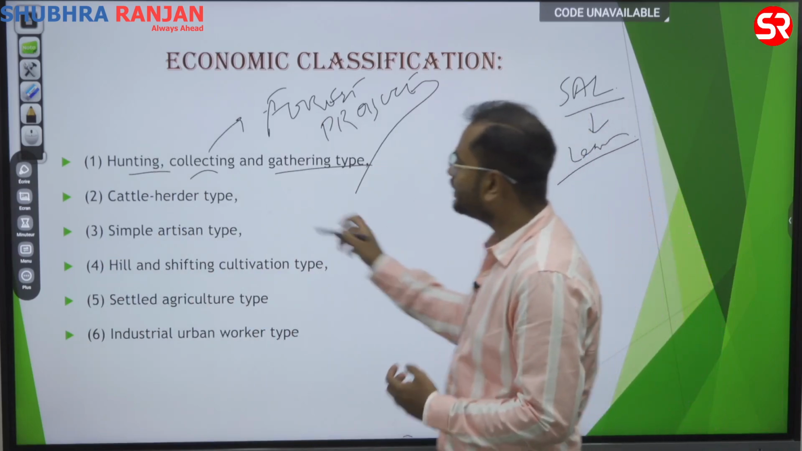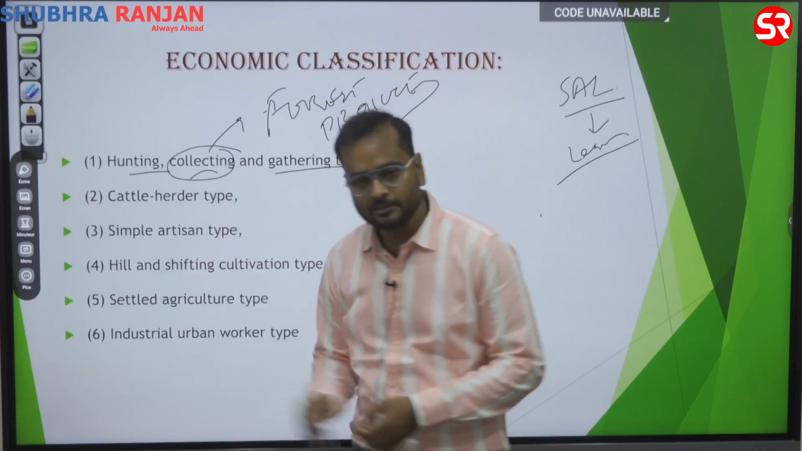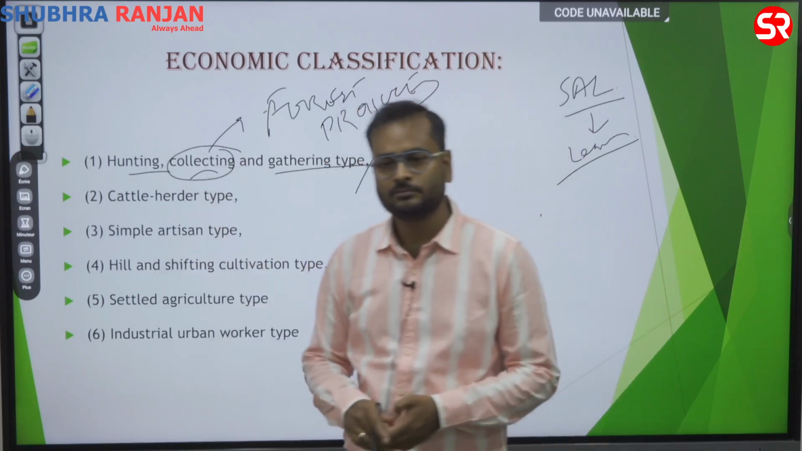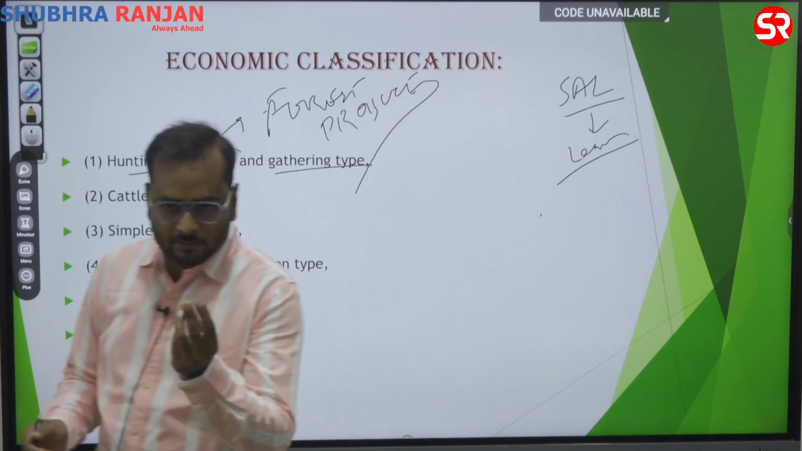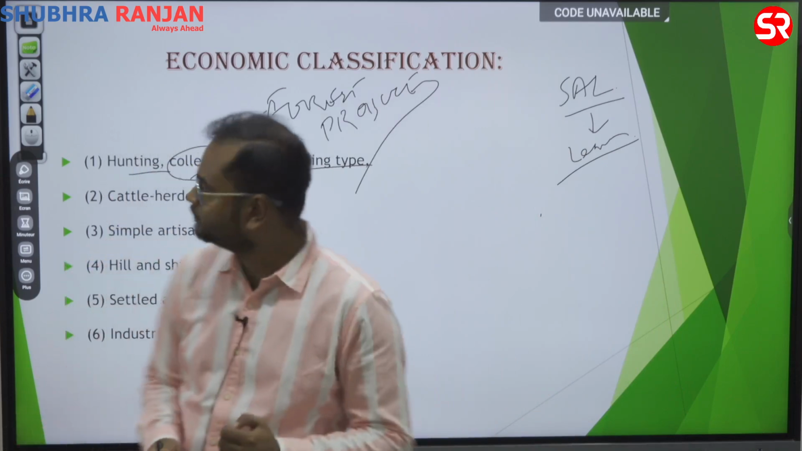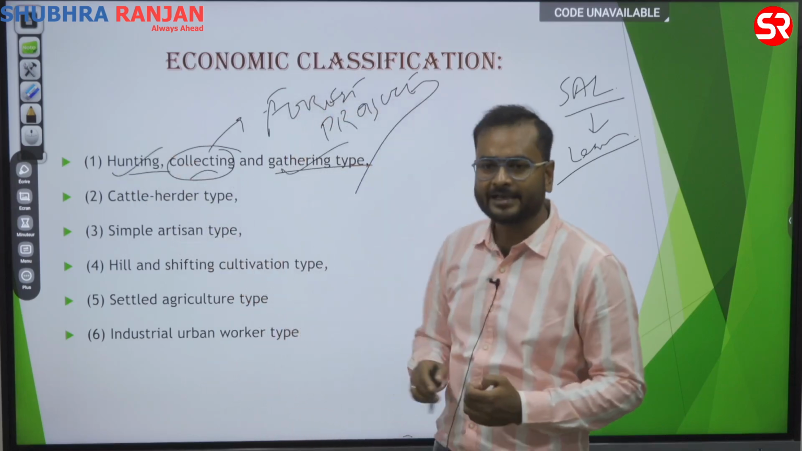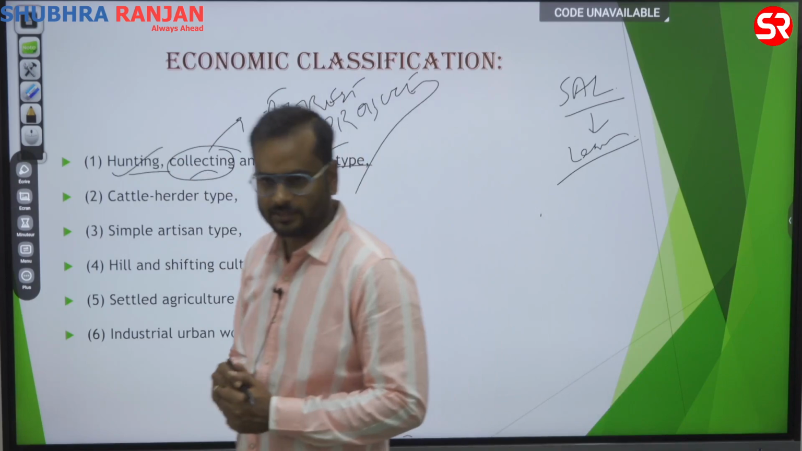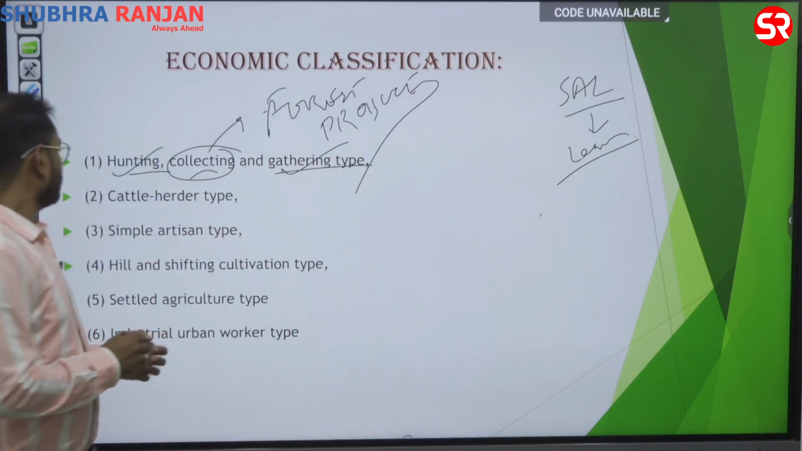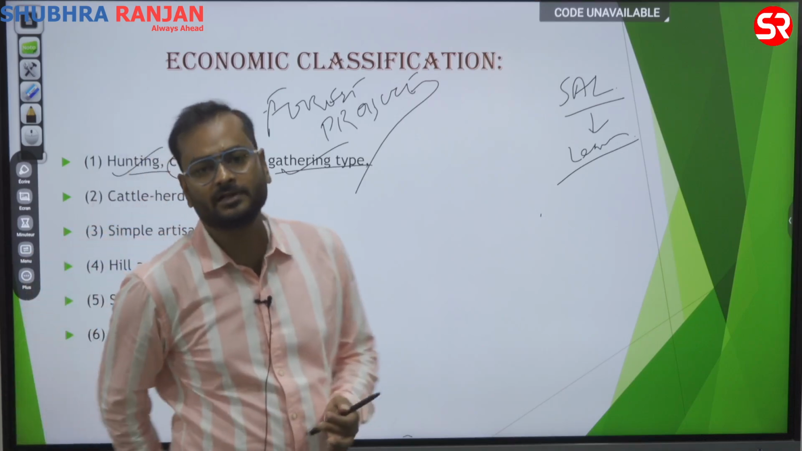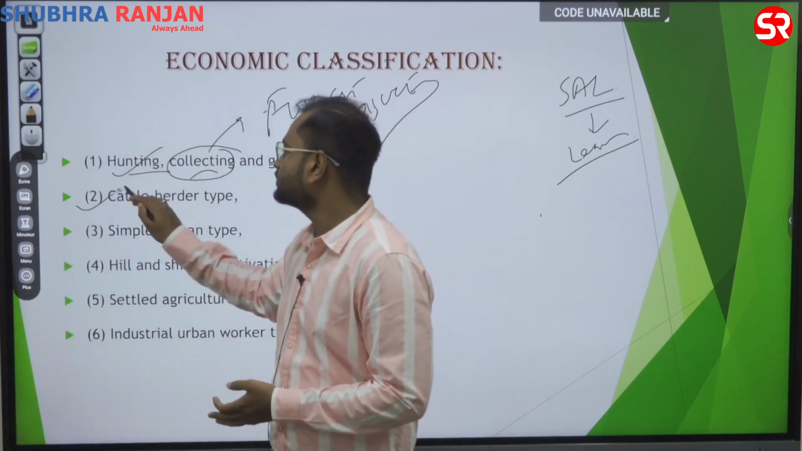So this can be done only by collection, of the kendu fruit also. There are many tribes which are hunting and gathering even today, isn't it? Then there are certain tribes which are cattle herders.